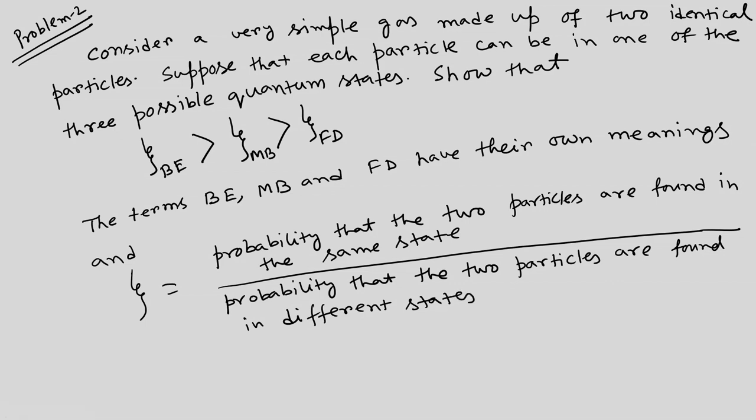So, problem number 2 states, consider a very simple gas made up of two identical particles. Suppose that each particle can be in one of the three possible quantum states. We need to prove that zeta BE is greater than zeta MB greater than zeta FD. The terms BE means Bose-Einstein distribution, MB means Maxwell-Boltzmann distribution and FD means Fermi-Dirac distribution. And zeta is nothing but the ratio of probability that the two particles are found in the same state to probability that the two particles are found in different states. So, solution.